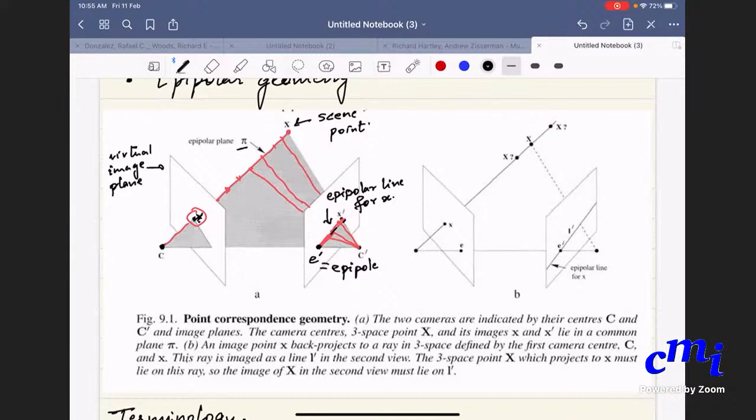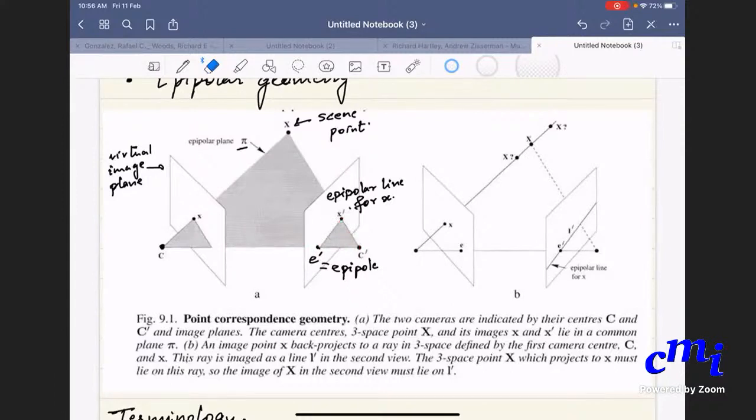So what does this mean? This means that if you know this point X in the first view, then to find corresponding points in the second view, you don't need to look at the entire image. The corresponding points in the second view will be restricted to this epipolar line. Is this clear? What I just said?